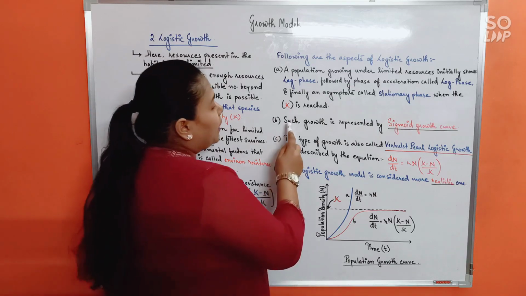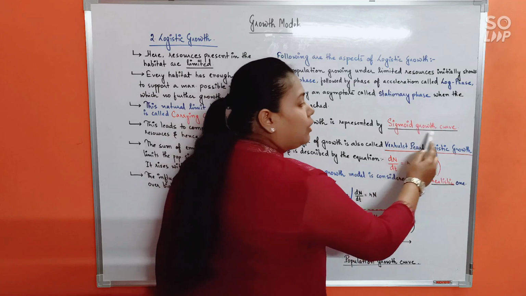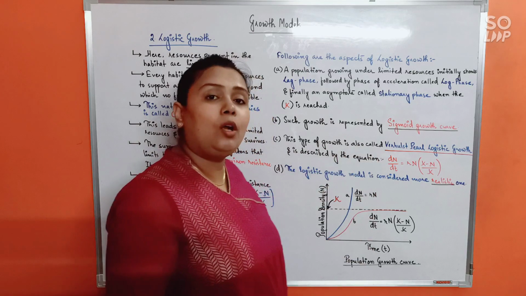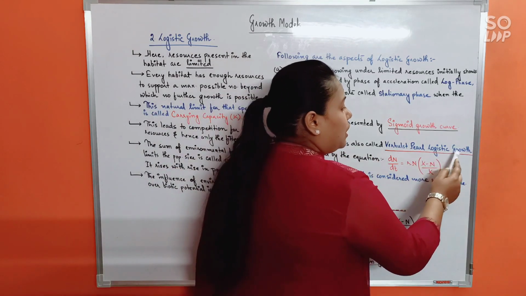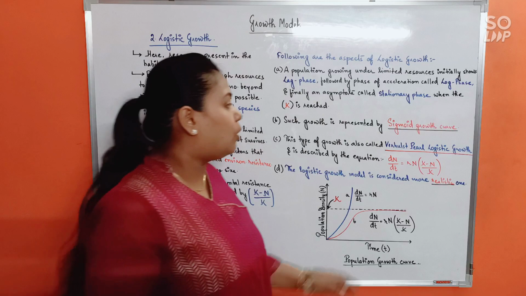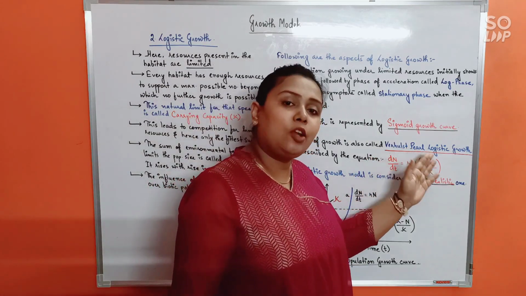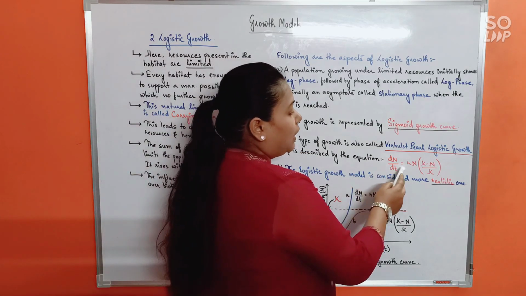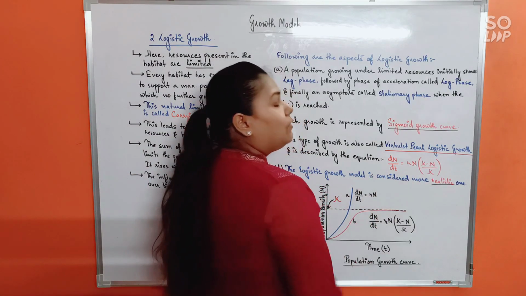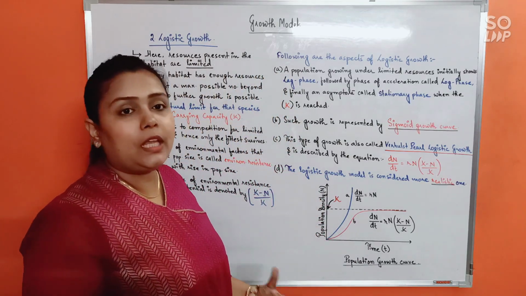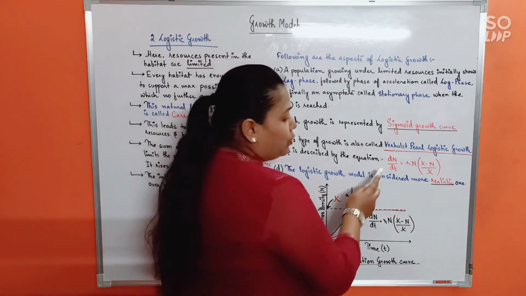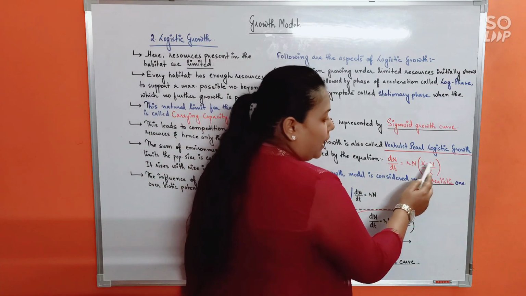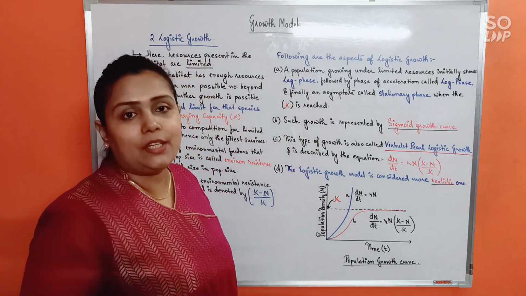Understood? Next. Such growth is represented by sigmoid growth curve, which is very obvious by now. And then this type of growth is also called Verhulst-Pearl logistic growth. Very, very important. It's also called Verhulst-Pearl logistic growth. And it is described by the equation dN by dt equal to rN (K minus N) divided by K. Okay, so the growth equation for exponential growth was only this much, dN by dt equal to rN, isn't it? But in logistic growth, additionally (K minus N) divided by K would be added to the equation.